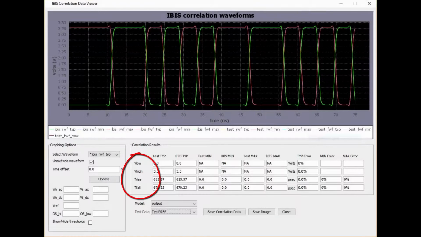Now a question I get asked a lot is, well, once I overlay those, what types of metrics should I use, or what should I look at to see if my IBIS model is good or not? Now I'll tell you what I like to use. I like to use 5 metrics, okay? And so I like to look at the output voltage low, the output voltage high, the rising edge rate, the falling edge rate, and then the duty cycle, okay? And I'm going to tell you why I like to look at those things.